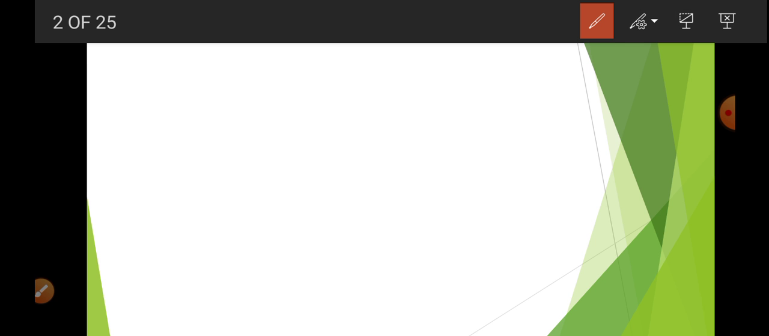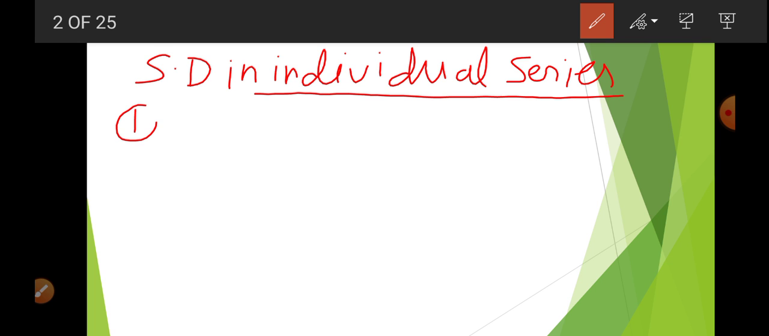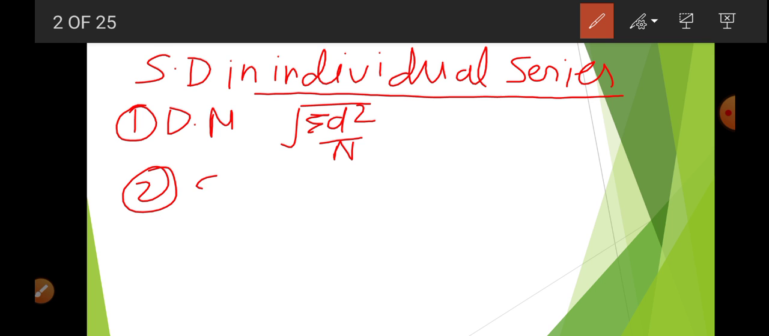Till now we had learned how to calculate standard deviation in individual series. Okay, in individual series if you want to calculate standard deviation, there are three methods. First is direct method. What we have to do in this method, we are going to use the equation sigma d square upon n. Then we had learned shortcut method.